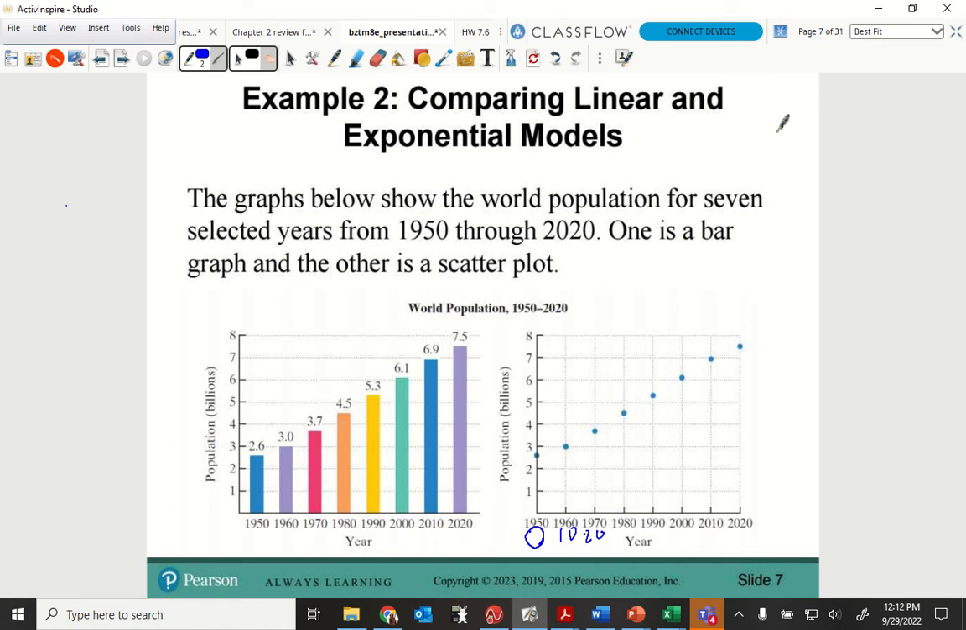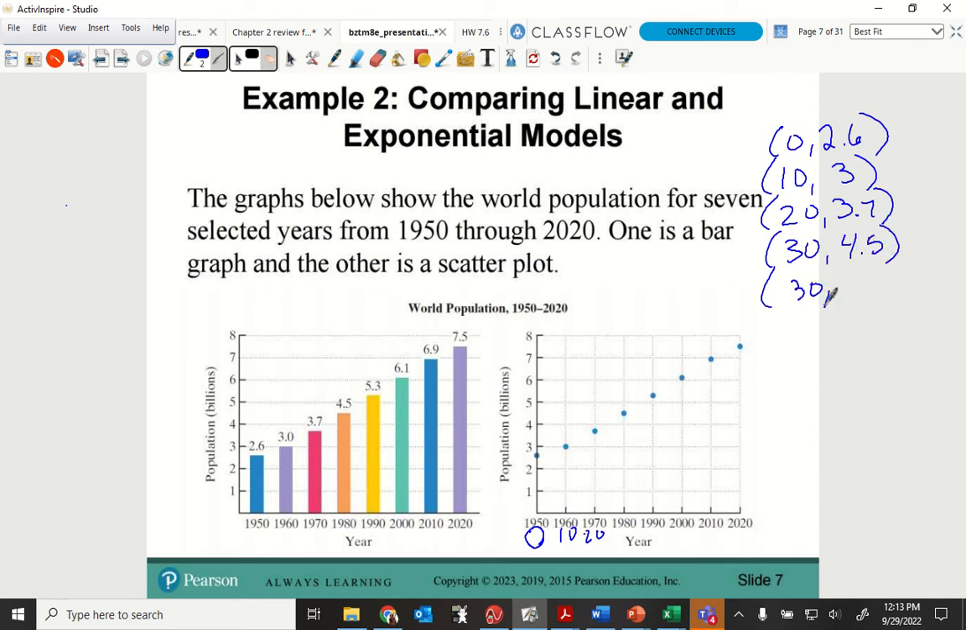So my first one at 1950 is going to be 0, comma. What is the y value at 1950? 2.6. What do you think it is at 10? 3.3. What do you think it is at 20? 3.7. Very good. Okay, 30. 4.5. Oh, wait, 40. That's going to be what? 5.3. Yep, 5.3. I'm going to change this because it didn't look too pretty.